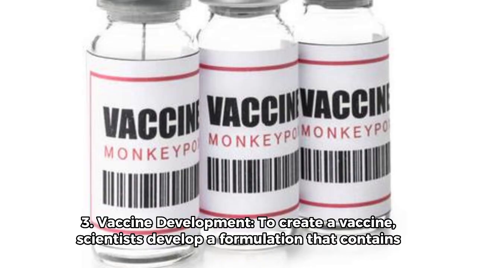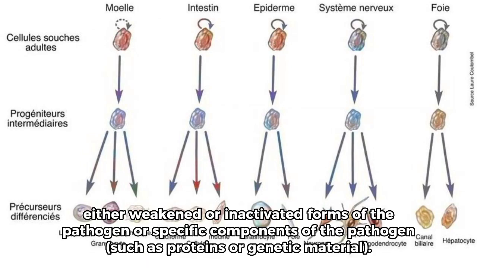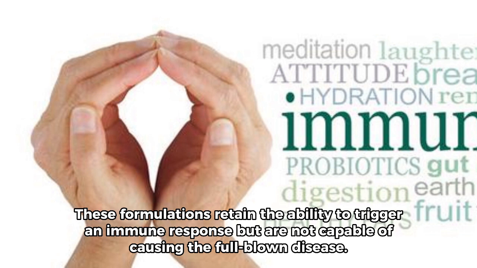3. Vaccine development. To create a vaccine, scientists develop a formulation that contains either weakened or inactivated forms of the pathogen or specific components of the pathogen, such as proteins or genetic material. These formulations retain the ability to trigger an immune response but are not capable of causing the full-blown disease.